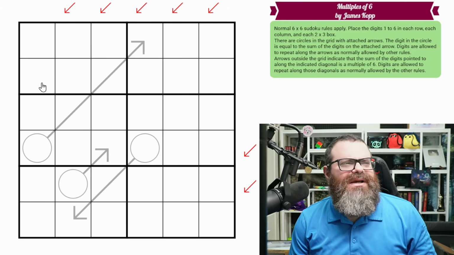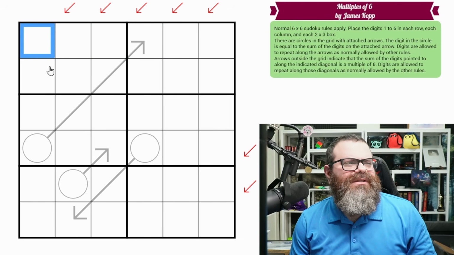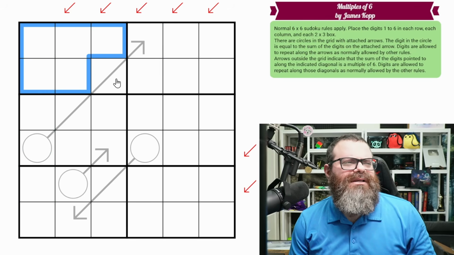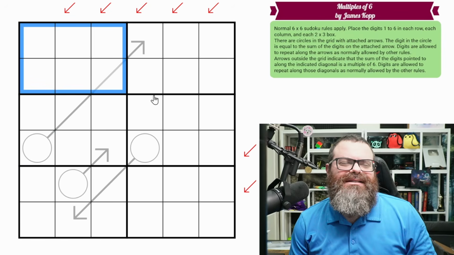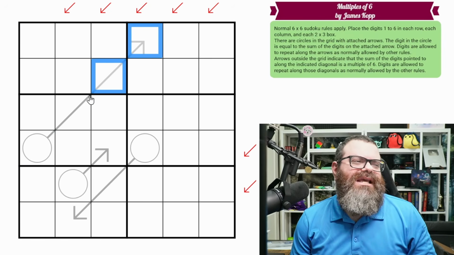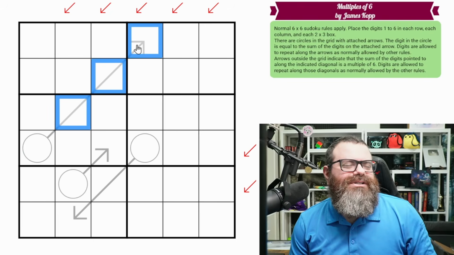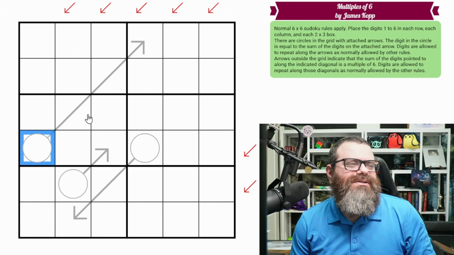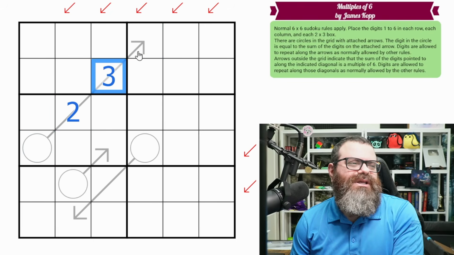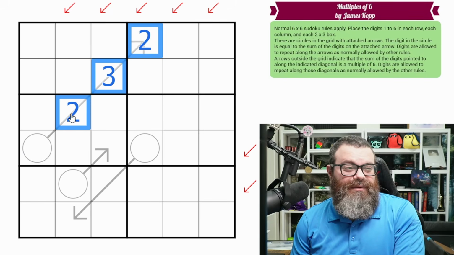So we have normal 6 by 6 Sudoku rules. That means in each row, each column, and each 2 by 3 box, we are placing the digits 1 to 6 exactly once each. We also have these arrows in the grid attached to a circle. The way these work is whatever digits go on the arrow, you sum them up, that goes in the circle. So if this was 2, 3, 2, 2 plus 3 plus 2 is 7.